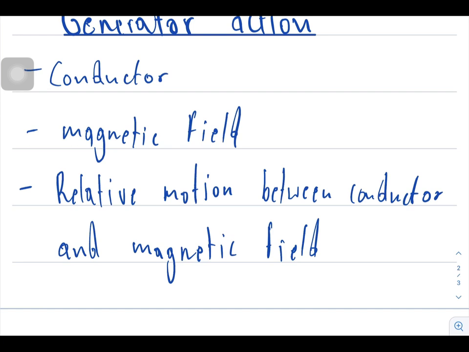What do I mean by relative motion? There must be a relative motion between a conductor and a magnetic field. It's either the conductor moving relative to a magnetic field, or a magnetic field moving relative to a conductor. The fact is that the conductor must cut the magnetic field lines, or the magnetic field lines must cut the conductor.